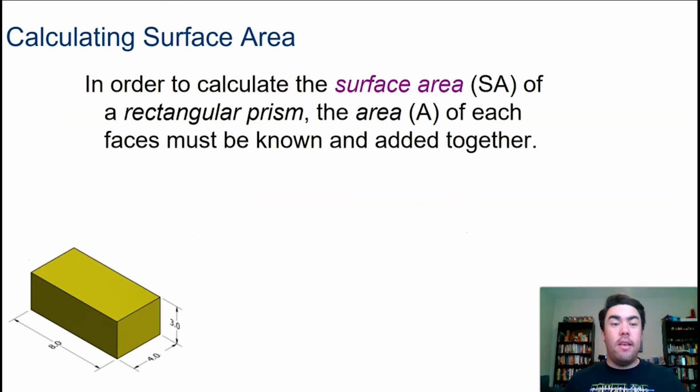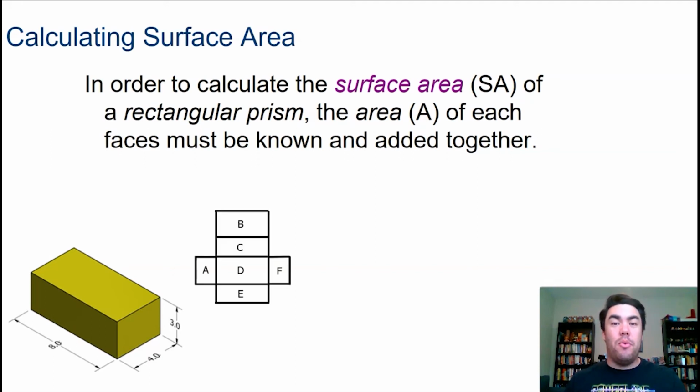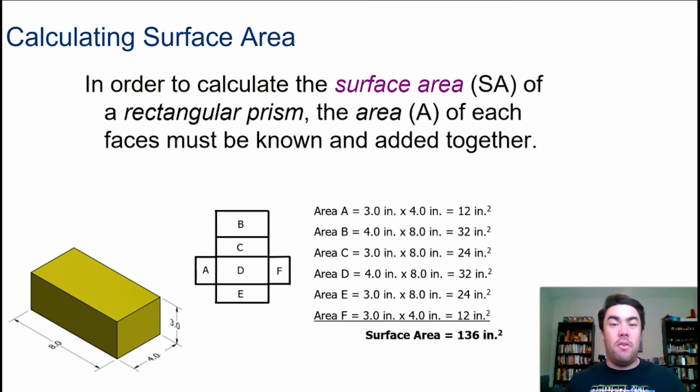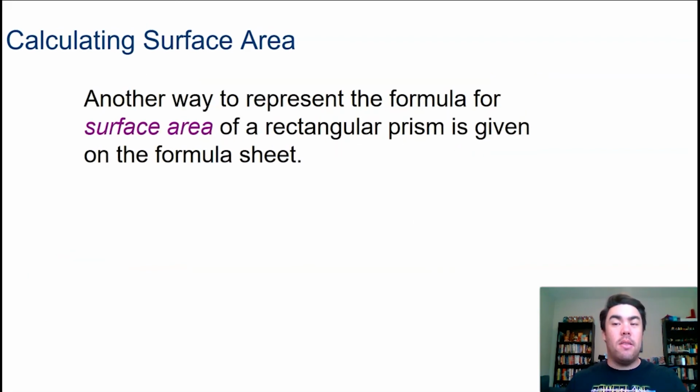So in order to calculate the surface area of a rectangular prism, the area of each face must be known and added together. We could unfold this rectangular prism into a net and find the individual areas of all 6 faces. Then we could add those areas together and find the total surface area of the rectangular prism, which is 136 square inches.